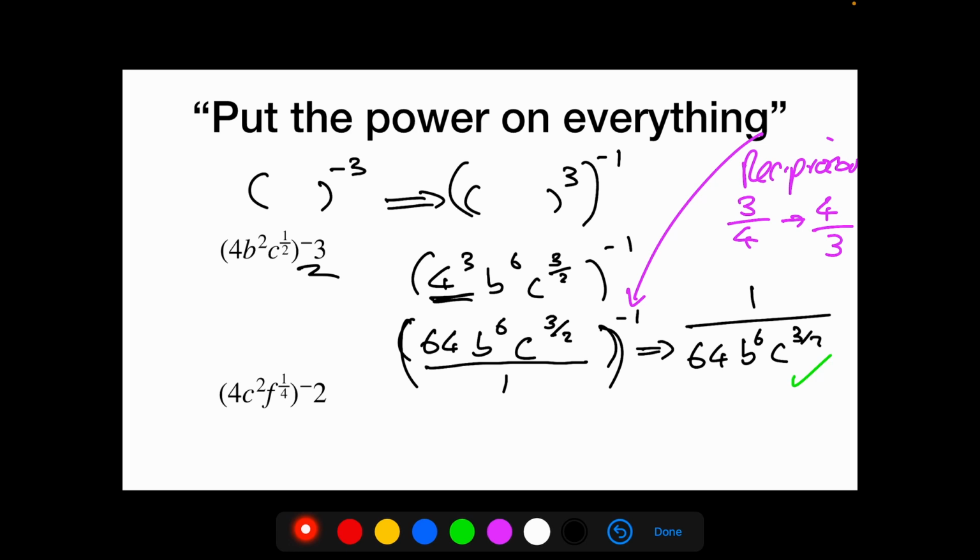Let's put the power of 2 on everything first, shall we? We're going to put everything to the power of 2, and then to the power of minus 1. Let's do that first. So, to the power of 2, here we go. 4 squared, c^4, f^2 over 4, or you could say a half, okay? Now, you've still got to do that minus 1 thing. Okay, so let's turn it upside down.